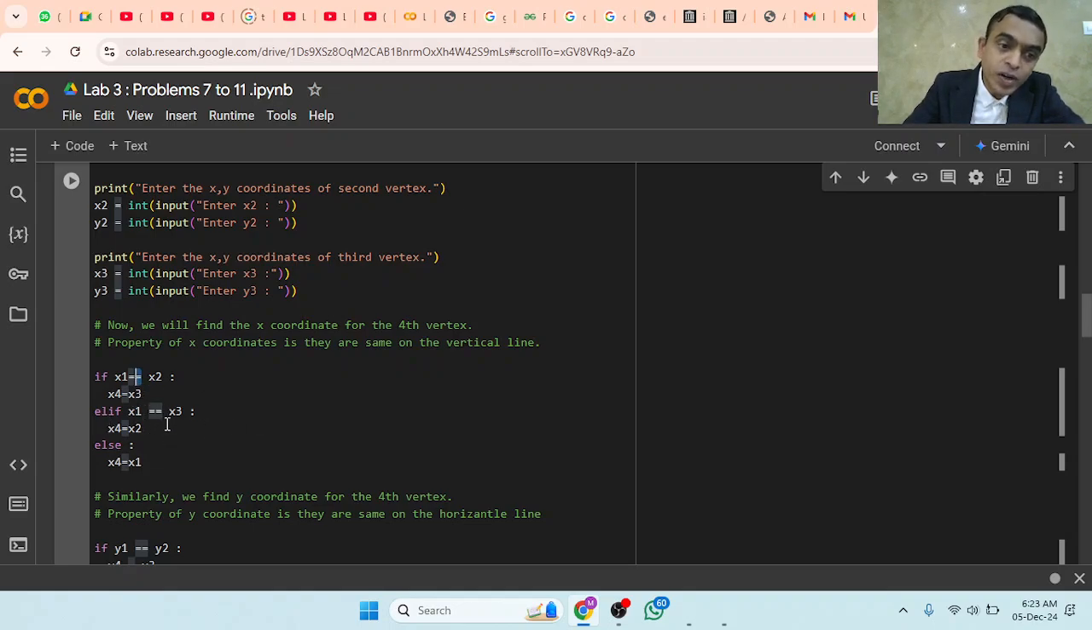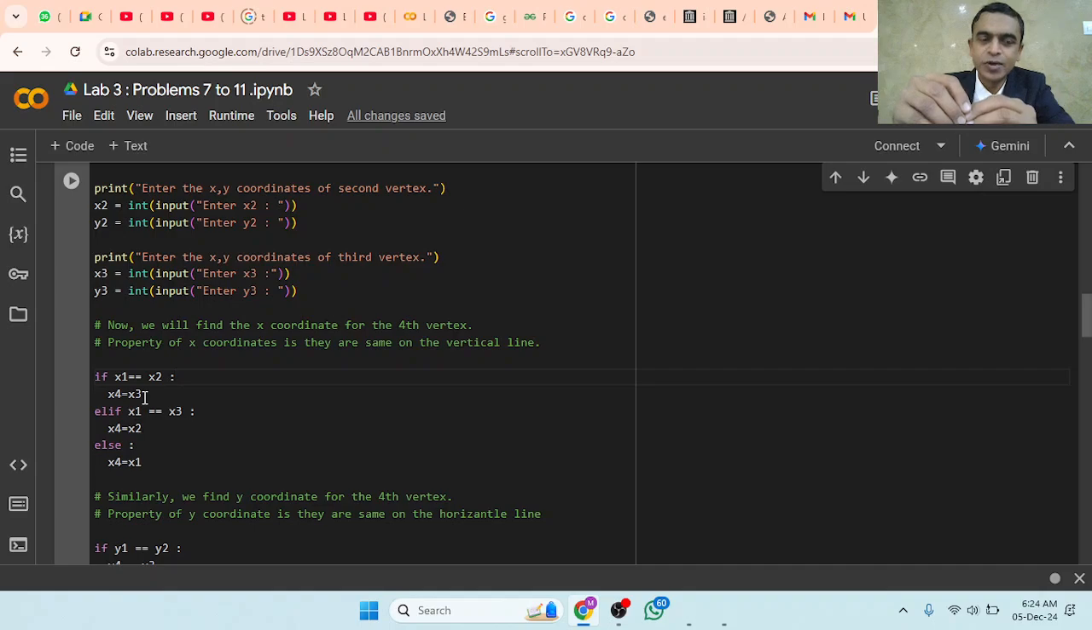If x1 is equal to x3, then what will be x4? What is remaining? x2. So x4 will be x2. Now look at this, here only a single equal to is used, because a single equal to is the assignment operator and a double equal to is the comparison operator. So here we are doing a comparison, and if this condition is true, we are giving an assignment here, right? So if x1 is equal to x2, then x4 is equal to x3.